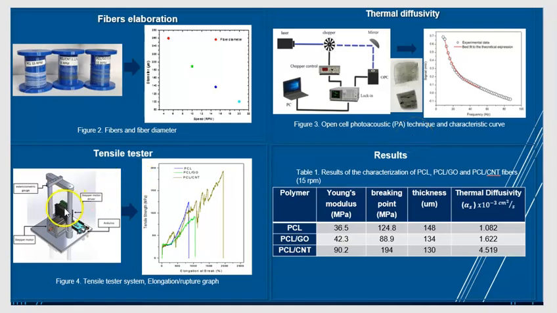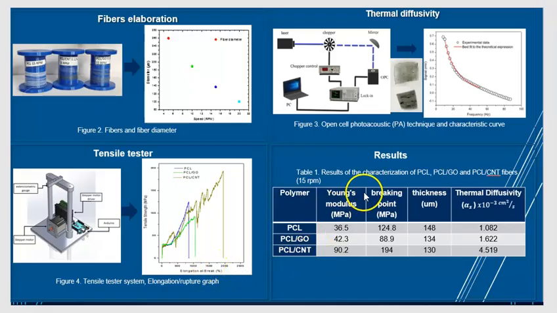Finally, to measure tensile strength and Young's modulus, the system shown in picture 4 was implemented, the result of which is shown in the graph. In this case, the polycaprolactone fiber with carbon nanotubes obtained higher tensile strength and elongation values.